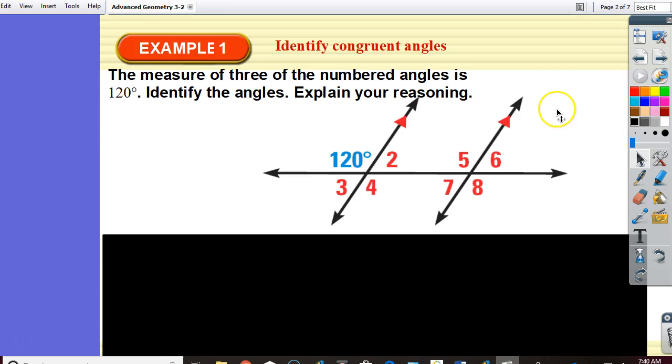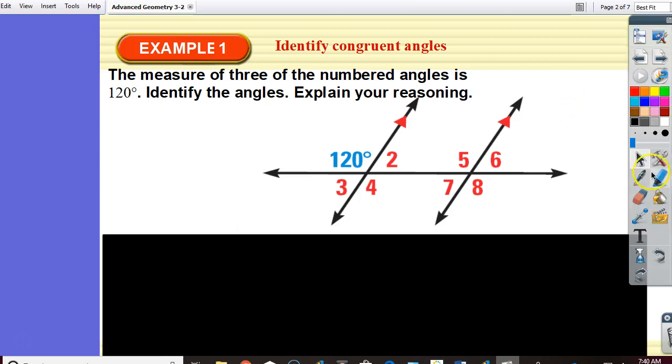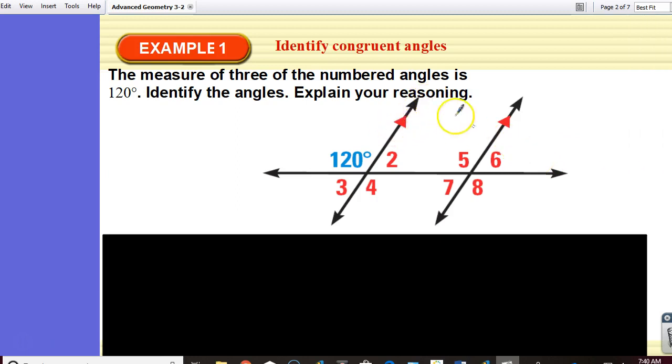Alright, so the measure of 3 of the numbered angles is 120 degrees. Identify the angles. Explain your reasoning. Alright, so these are parallel lines.